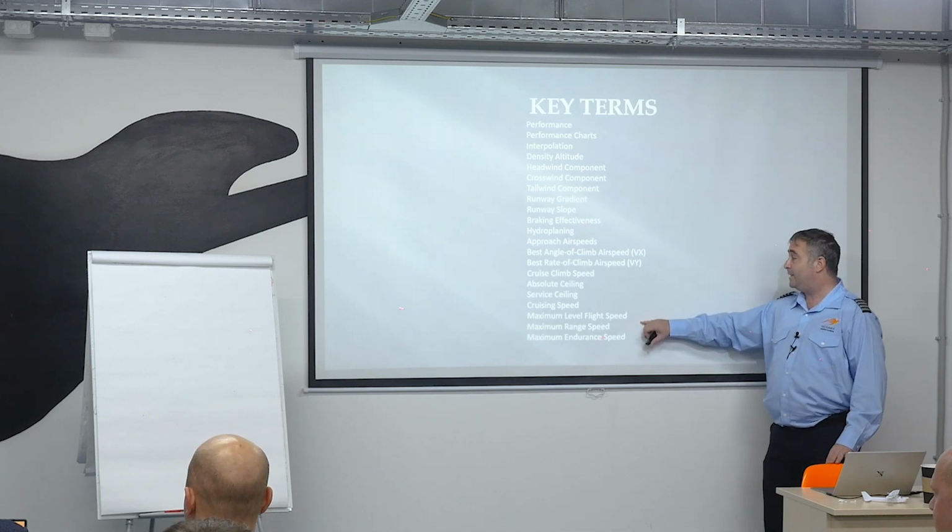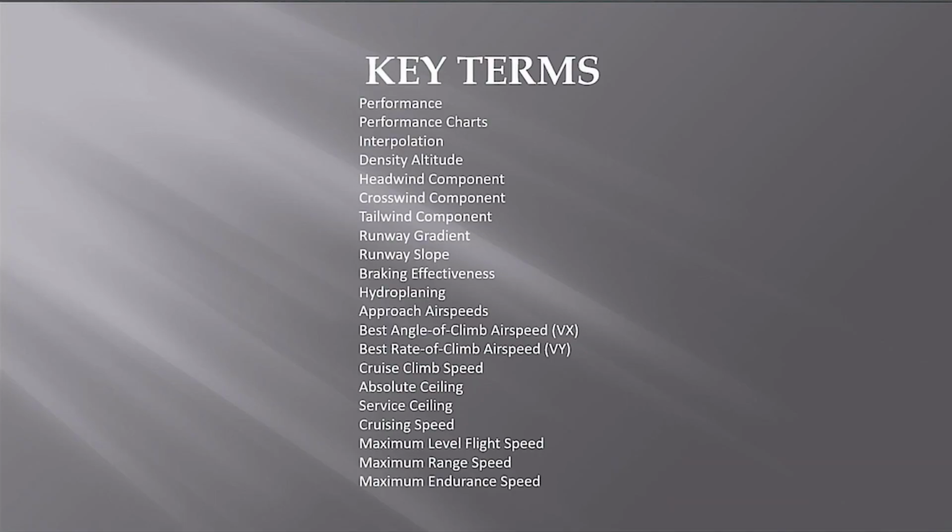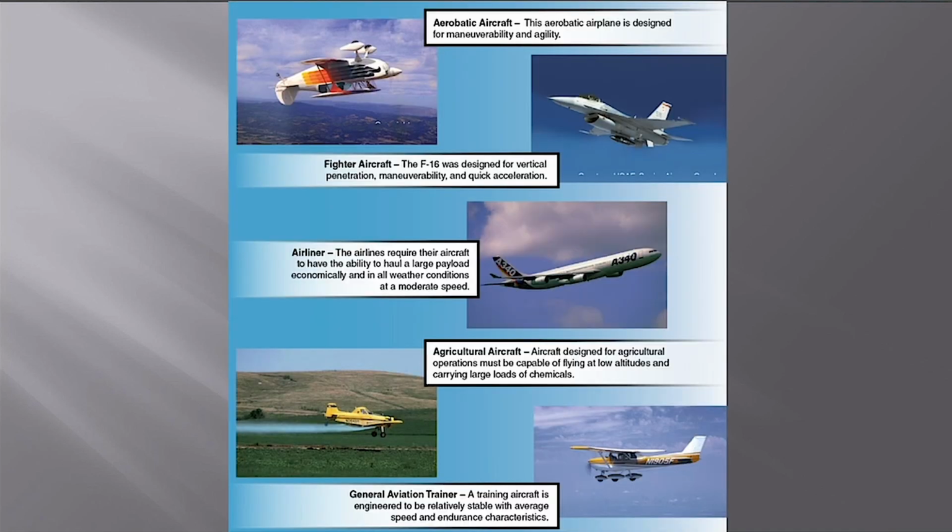Maximum level flight speed, maximum range speed, and maximum endurance speed. A little play there on the drag profiles. I have parasite drag, I have induced drag. These two things behave differently as a function of airspeed. So where's my maximum endurance? Where's my maximum range speed?